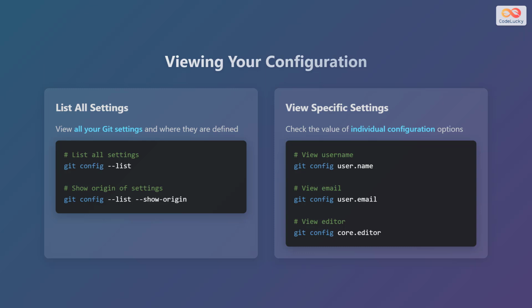You can also view specific settings individually. To view your username, use git config user.name. To view your email, use git config user.email. And to view your configured editor, use git config core.editor.